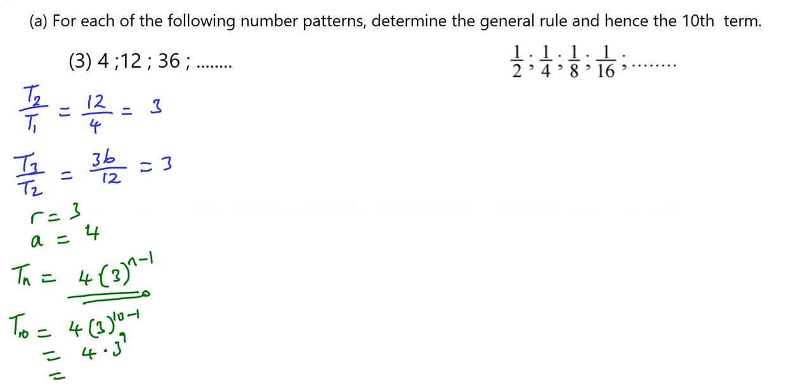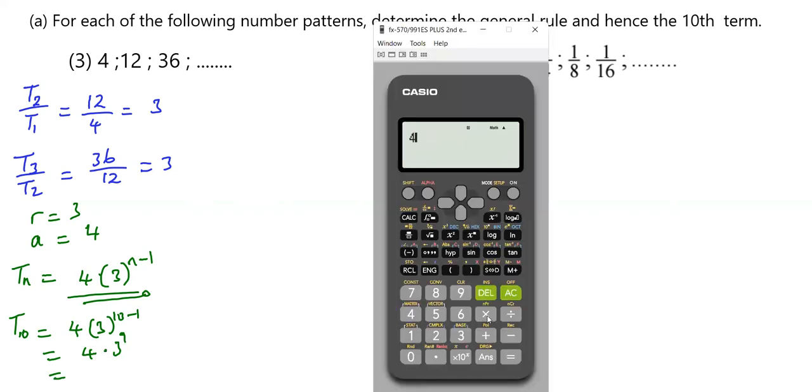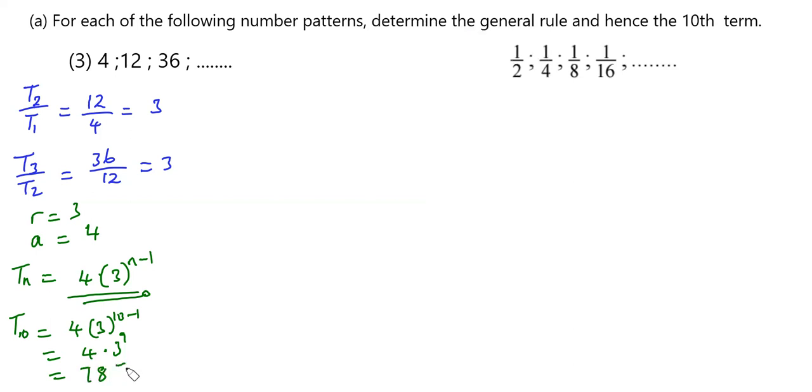Then what do we get, guys? We're going to say 4 times 3 to the power of 9. We get 78,732. That becomes our value. Okay. Let's see here what we have again.